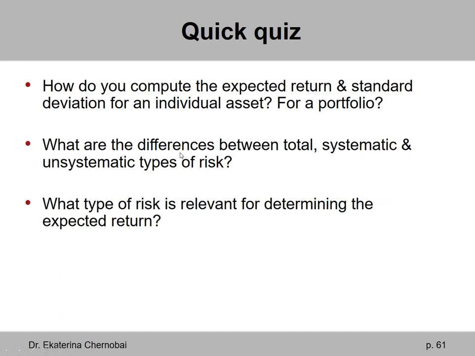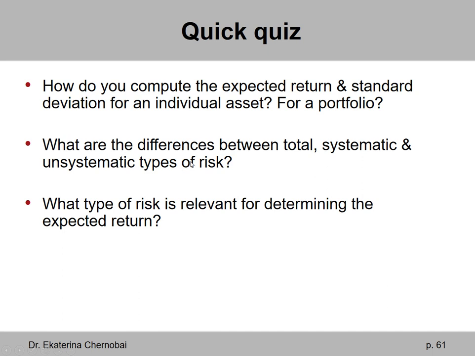Second, what are the differences between total, systematic, and unsystematic types of risk? Total risk is fluctuations in returns for some company's stock caused by any kind of events. Systematic risk is fluctuations in returns for some company's stock caused by economy-wide events, something that an investor has no control over.